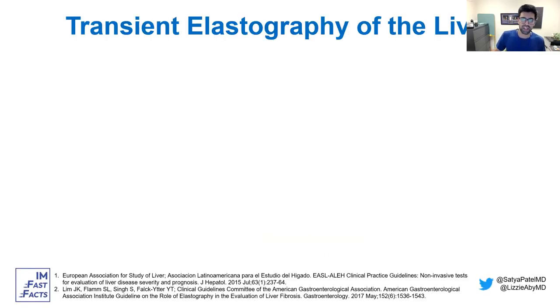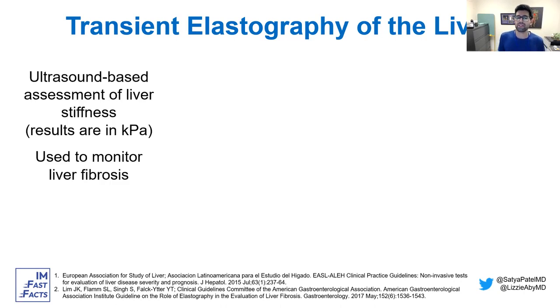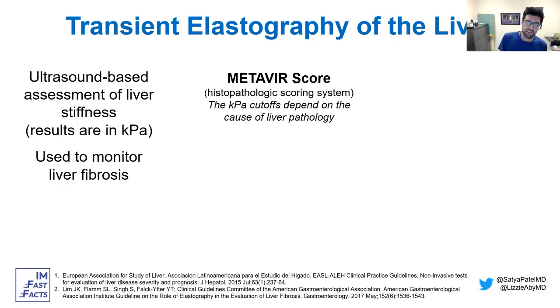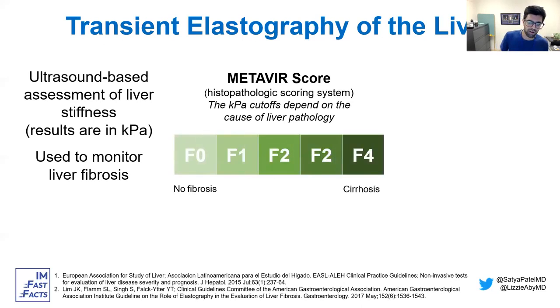So to put this all together, transient elastography of the liver. And remember, there's magnetic resonance and shear wave as well. Those are not talked about here. So it's an ultrasound-based assessment of liver stiffness. The results are in kilopascals, and it's used to monitor liver fibrosis. The METAVIR score is a histopathologic scoring system, but then is applied to the results of this elastography. And it goes anywhere from no fibrosis, which is F0, to cirrhosis, which is F4.